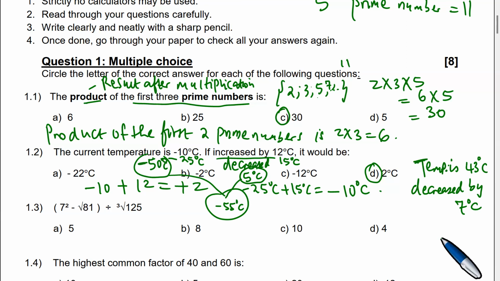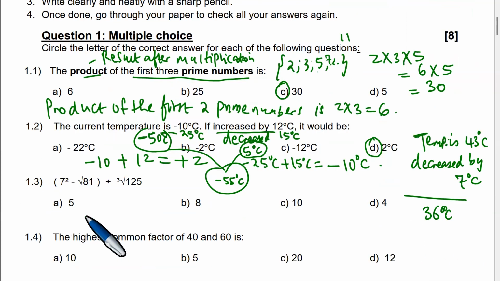So where would it be? Wait, temperature. Wouldn't it be about 36? Please come again. Degrees. Would it not be 36 degrees? 36 degrees. Yes, 36 degrees Celsius. Okay, you sort of get the drift. Next question.